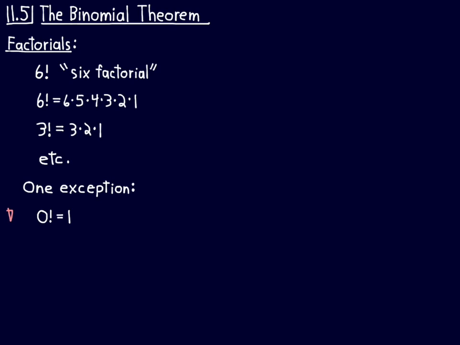So one exception is 0 factorial. And 0 factorial is defined to be 1. That's because in the binomial theorem, we'll have a 0 factorial in the denominator, and if we set it equal to 1, the formula works, and if we don't, it doesn't work. And we certainly don't want it to be 0. Okay, so there's two things with factorial 1. There's 0 factorial equals 1, and 1 factorial equals 1.